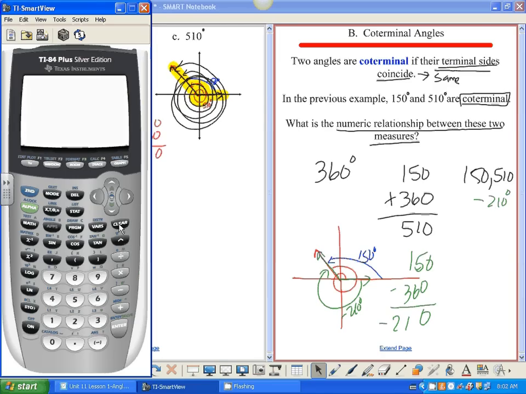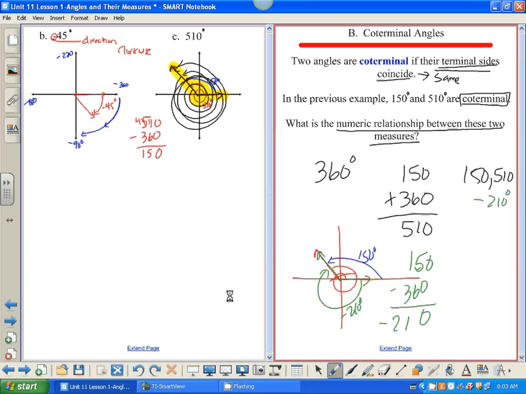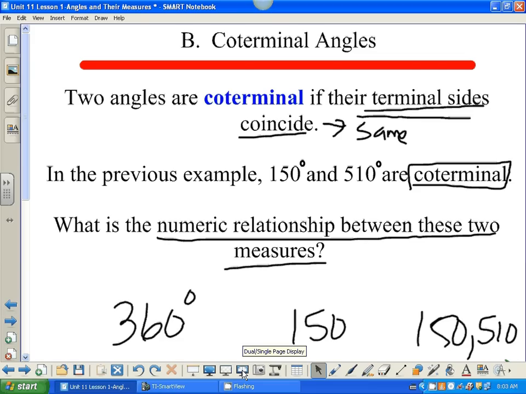I can also keep adding 360. If I take a 150 degree angle and add 360, I get 510. That is coterminal. If I add another 360, 870 is coterminal. If I add another 360, 1,230 is coterminal. All of those angles have initial sides and the terminal side at the same place. The difference is the number of revolutions it takes to get there.